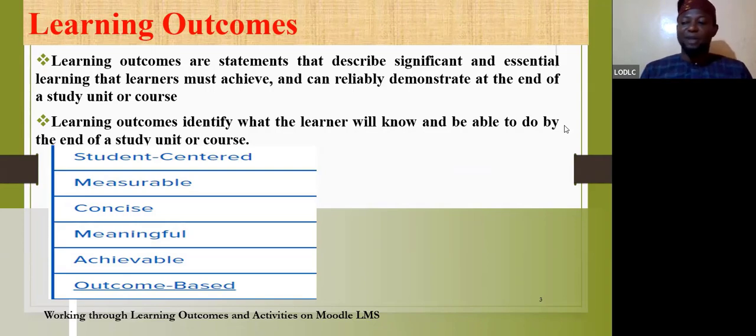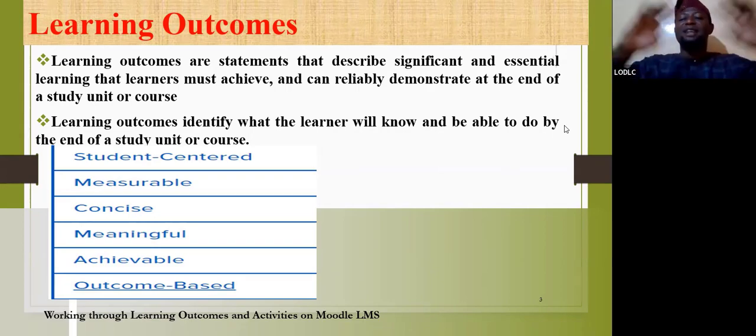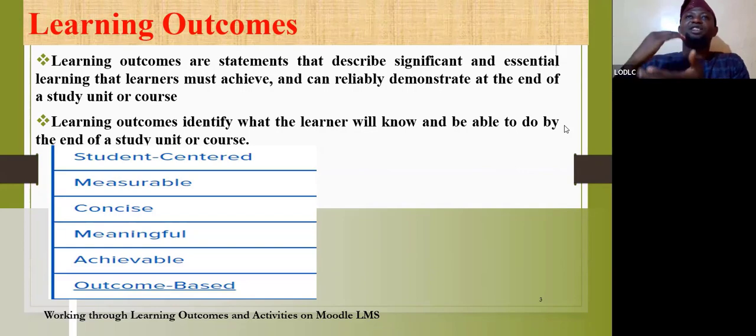Then learning outcomes have to be meaningful. Learning outcomes emphasize higher order thinking and are consistent with the university program curriculum. Another thing is that it has to be achievable. The total number of learning outcomes for the population of students must be achievable within the time frame. That is, learning outcomes should be structured in such a way that students should be able to finish them within the time frame allotted to them.